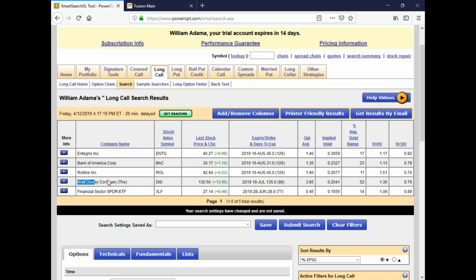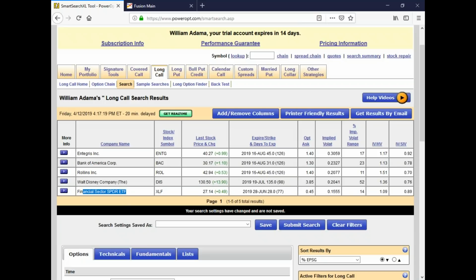Walt Disney, of course, just announced their new streaming service to compete with Netflix, or not. They saw a lot of option activity, and of course you can see a 10% jump today. Actually, it's more than that. It's probably at about 117 this morning, up about 14 points to 130.50.